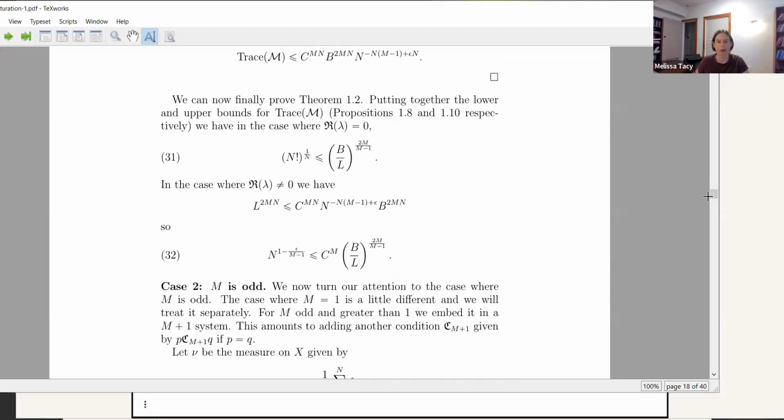Okay, so now this is just finishing things up. Just throw together the lower and the upper bounds for the trace, and that gives me an estimate for n to the n in terms of powers of B on L. And that's where the simultaneous saturation comes in. Okay, so from the simultaneous saturation part, you have the eigenvalue. From the loop and non-degeneracy, you have the upper bound. You put them together and you get the control for n.